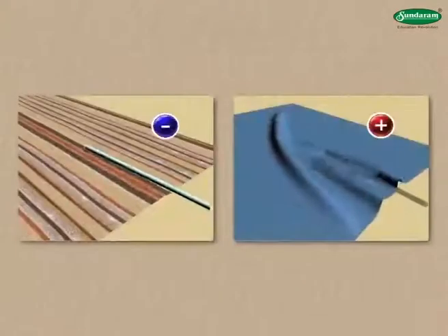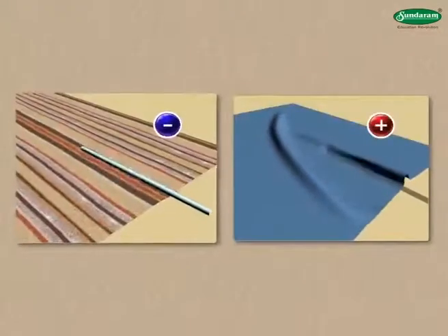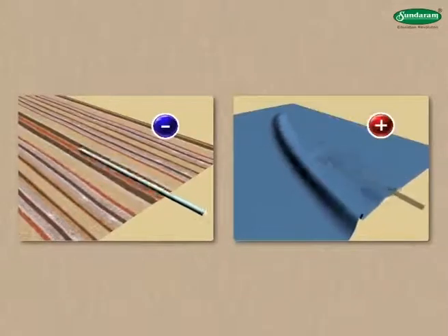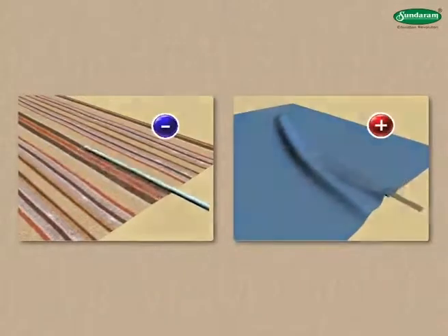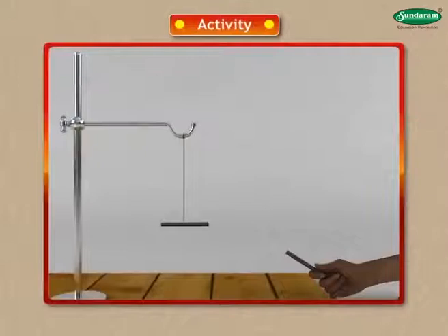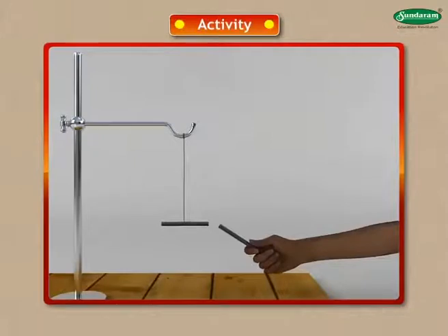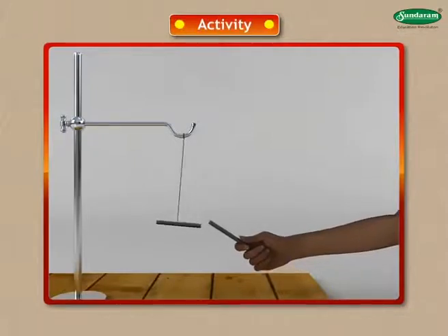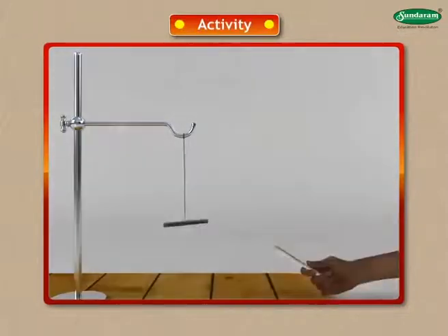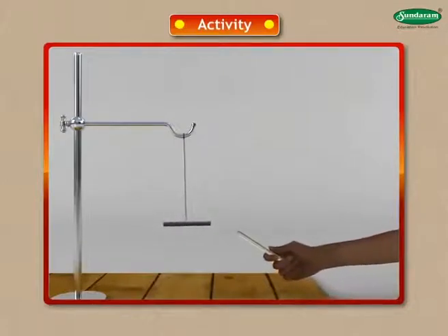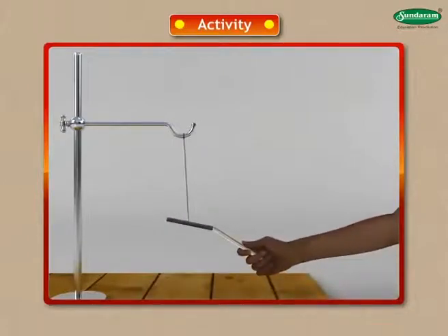The experiment can be done by rubbing an ebonite rod on wool and a glass rod on silk. Try this. Hang from a stand an ebonite rod charged on wool. Bring another ebonite rod charged in the same way near it. They will repel each other. Now bring a glass rod charged on silk near it. The two rods will attract each other.